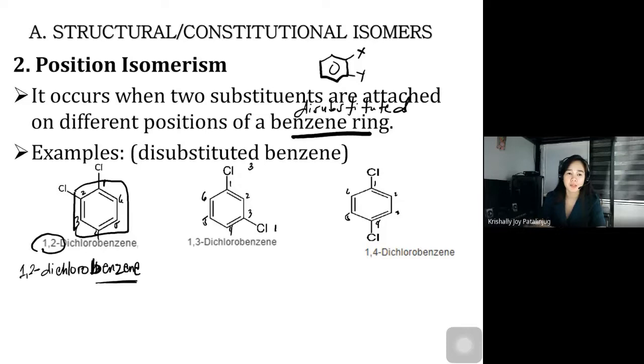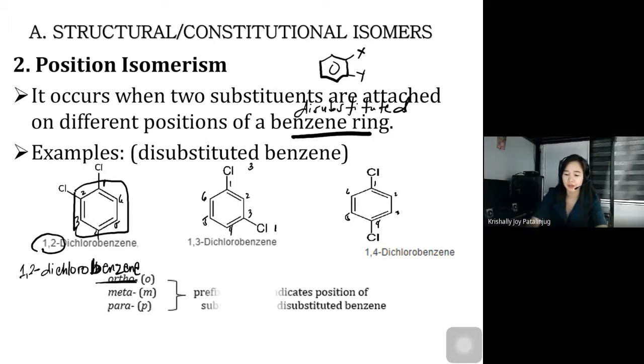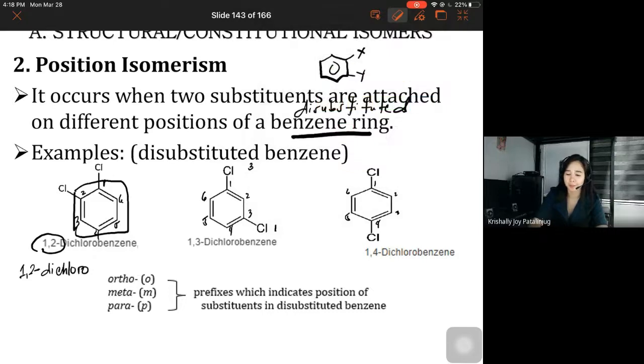Now, going back to position isomerism, we actually have prefixes that are used to indicate the position of the two substituents attached to benzene rings. I repeat, we use prefixes to indicate the position of the substituents in a benzene ring, particularly the two substituents. So we have what we call ortho, meta, and para. These are the prefixes that indicate the position of substituents in a di-substituted benzene ring.